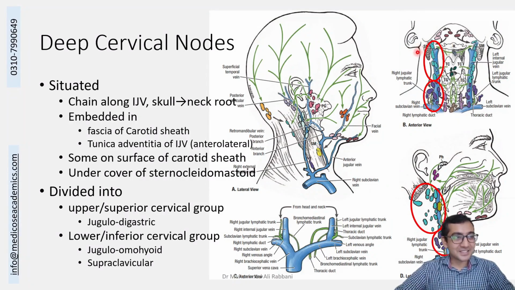Okay, then there is the deep group of cervical nodes, and they run along the internal jugular vein all the way from the base of the skull to the root of the neck, and they are embedded within the carotid sheath. They are one of the contents of the carotid sheath, and they are divided into an upper superior cervical group and a lower cervical group. The upper group contains one important lymph node known as the jugulodigastric node, and the lower group contains one important node known as the jugulo-omohyoid node.